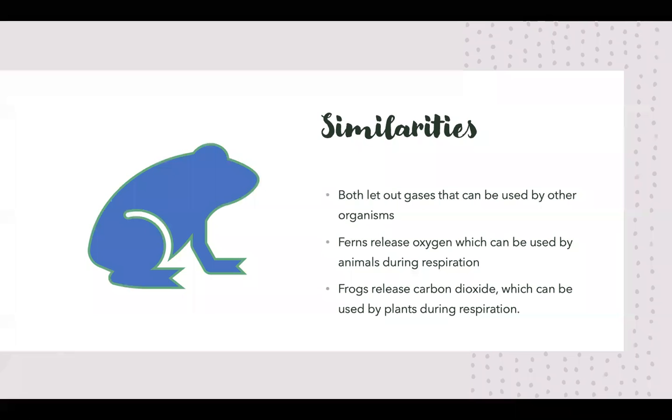Frogs and ferns both let out gases that can be used by other organisms. The ferns release oxygen, which can be used by animals during respiration, and frogs release carbon dioxide, which can be used by plants during respiration.